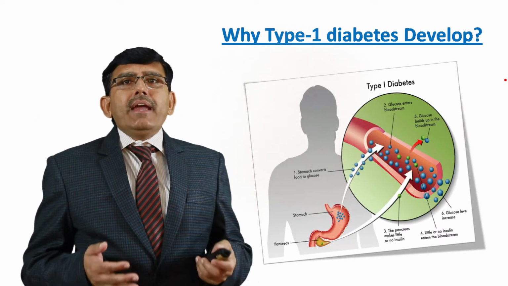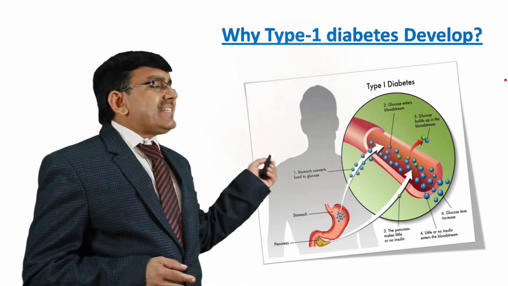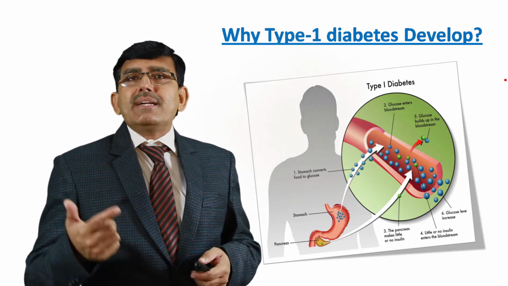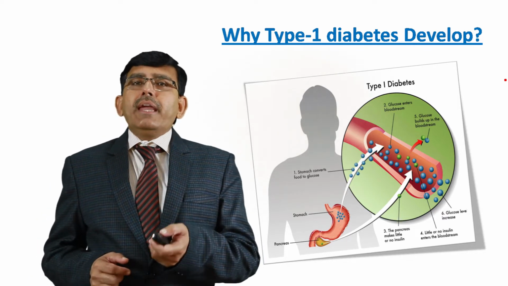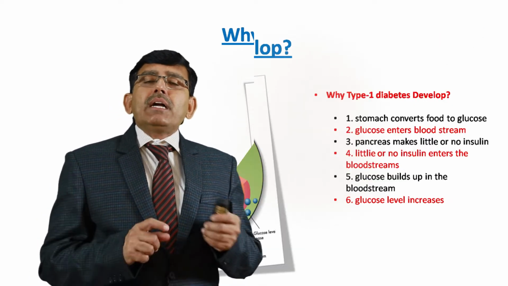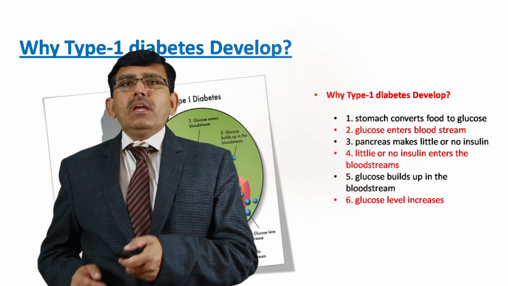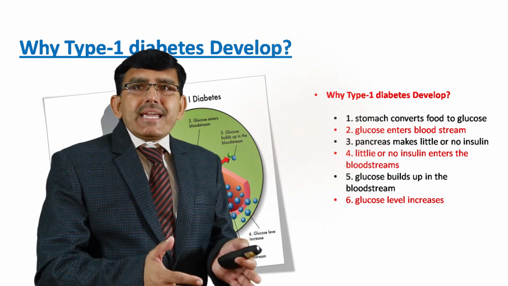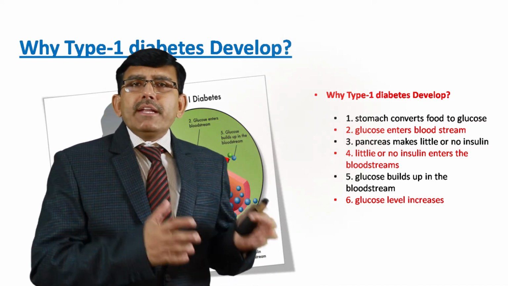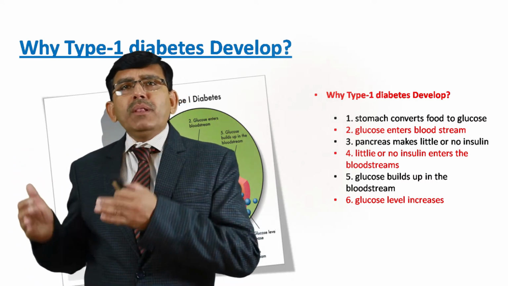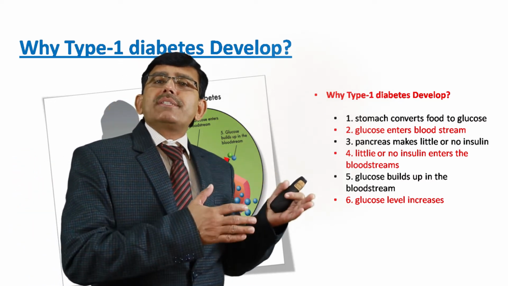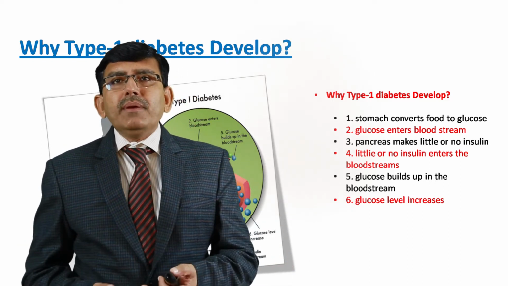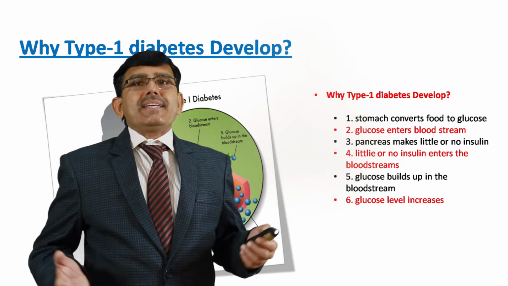In this slide, it has highlighted various steps by which type 1 can affect the patient. Step number 1, the stomach converts food into glucose. Glucose enters the bloodstream. The pancreas makes little or no insulin. Little or no insulin enters the bloodstream. It carries towards the muscle cell. Glucose builds up in the bloodstream and the glucose level increases.